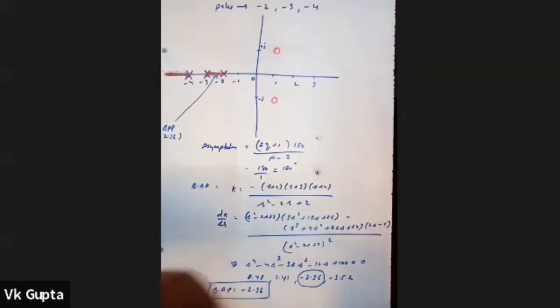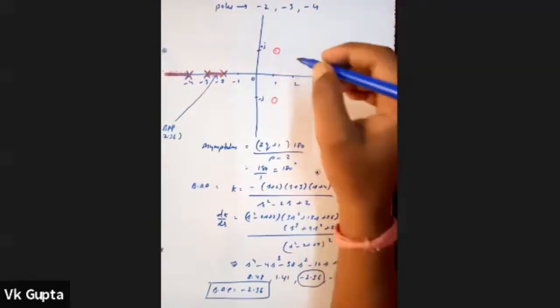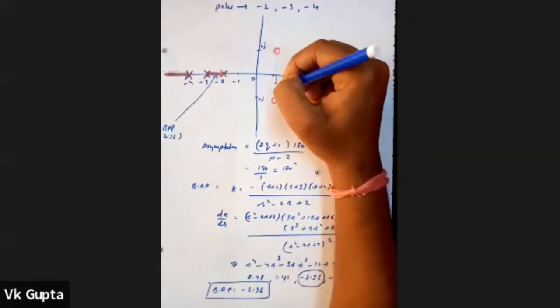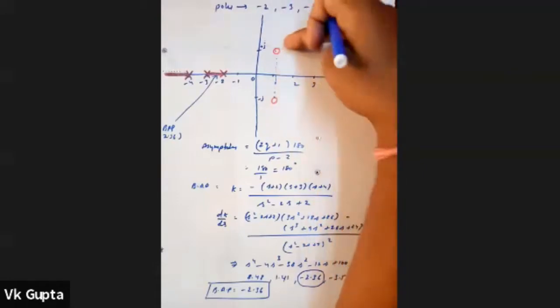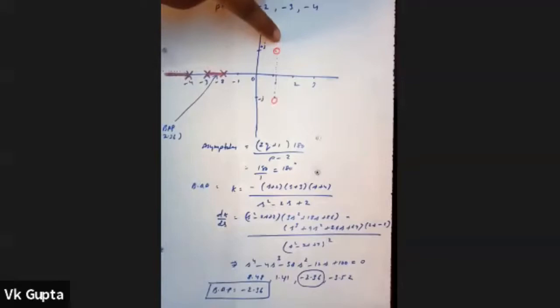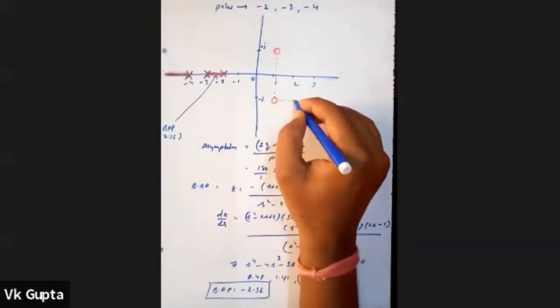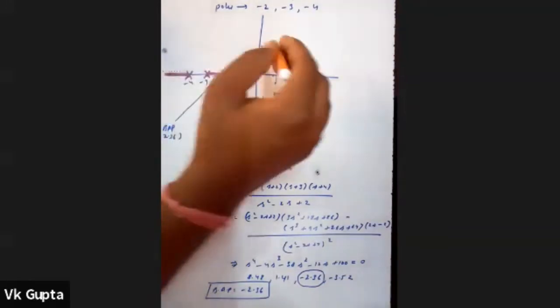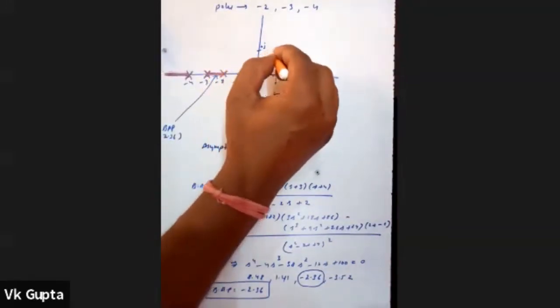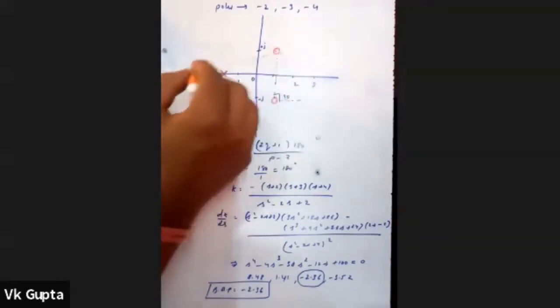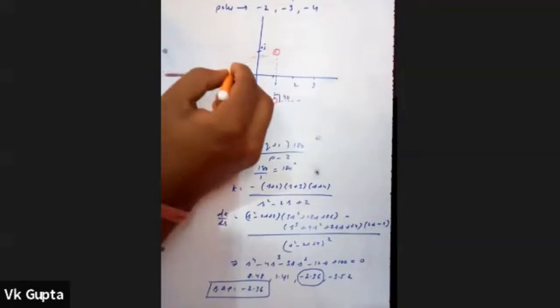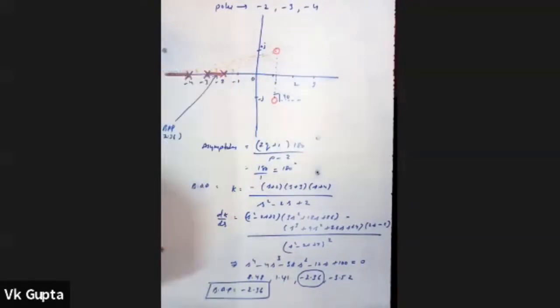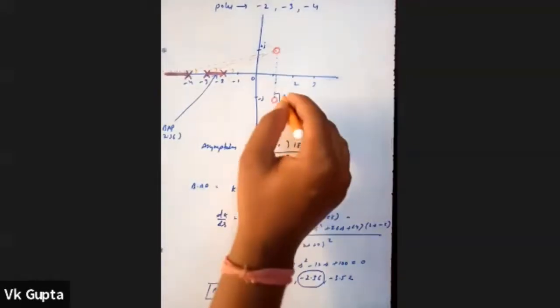Now let us make the angles first. You see here all the angles subtended by the poles for this zero. We are calculating for this zero. So let us make all the angles first. So this is 90 degree, and the first pole, second pole and third pole. So this angle and this angle. This is 90 degree already, it is there.